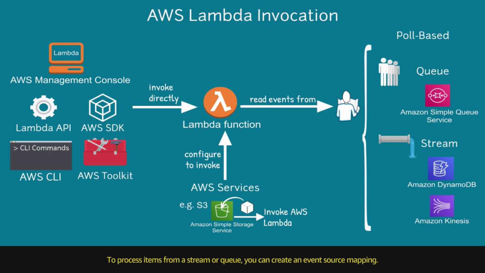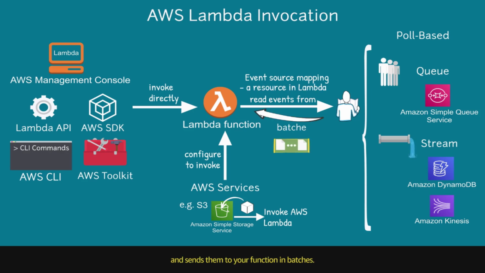To process items from a stream or queue, you can create an event source mapping. An event source mapping is a resource in Lambda that reads the items and sends them to your function in batches.